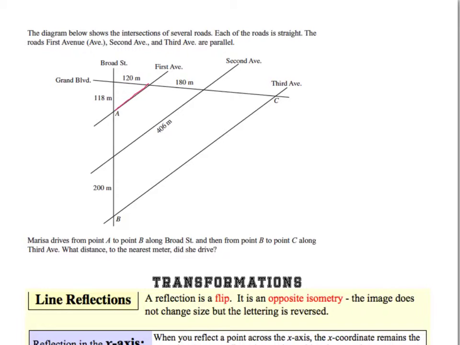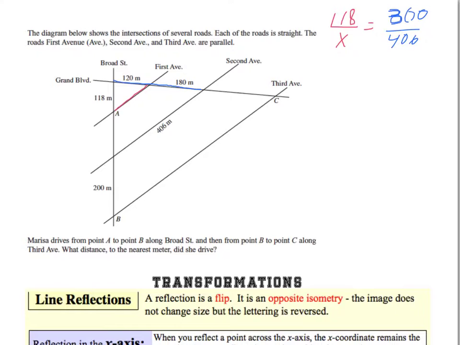So I'm going to do 118 over x. That's the side of the little triangle over the base, and that's equal to the side of the middle sized triangle, which is, here's its side. Its side has a total of 300 meters, and its base is 406. So to solve this, I'm going to cross multiply.